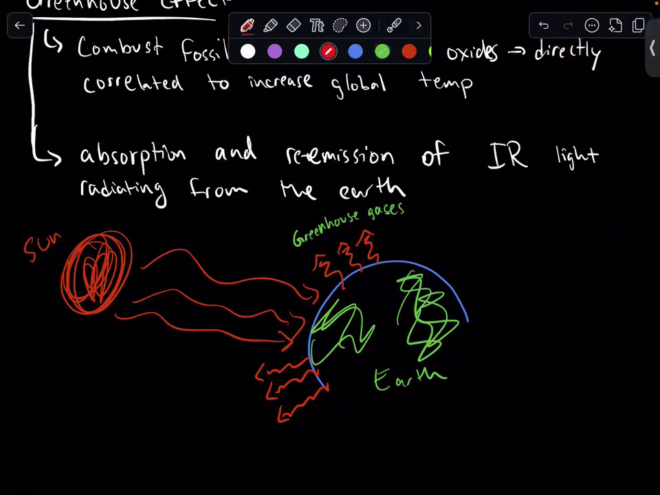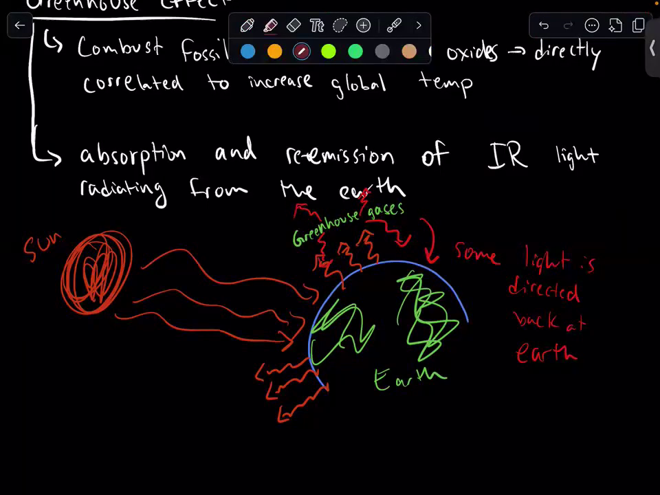Greenhouse gases, when the sunlight hits them, reflect or re-emit it in random directions. Some of those directions are right back into Earth. So some light is directed back at Earth. And when that happens, the Earth slowly starts accumulating this heat and light.